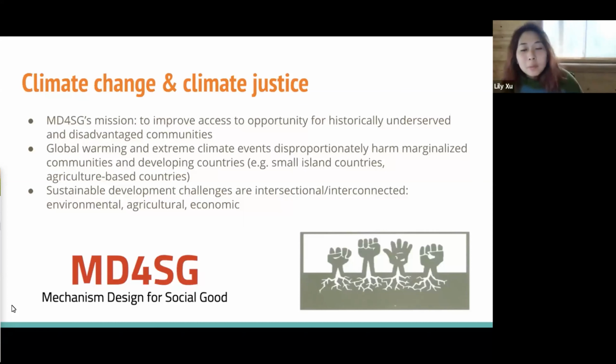And one particularly important aspect about climate justice in this situation is that these developing nations and communities are unfortunately the people who have contributed the least to the climate crisis. So these are the regions that have emitted the fewest carbon emissions, but they will still be the most impacted. And therefore, what we're trying to highlight is that sustainable development challenges are intersectional, both with societal groups and also with other challenges such as environmental, agricultural, and economic.